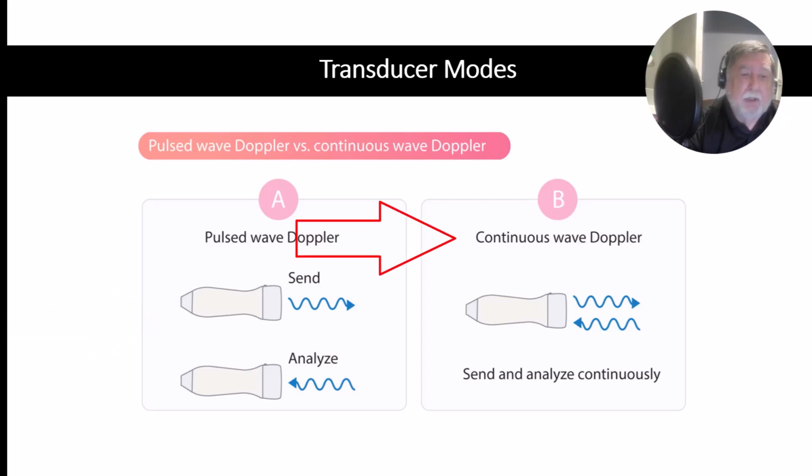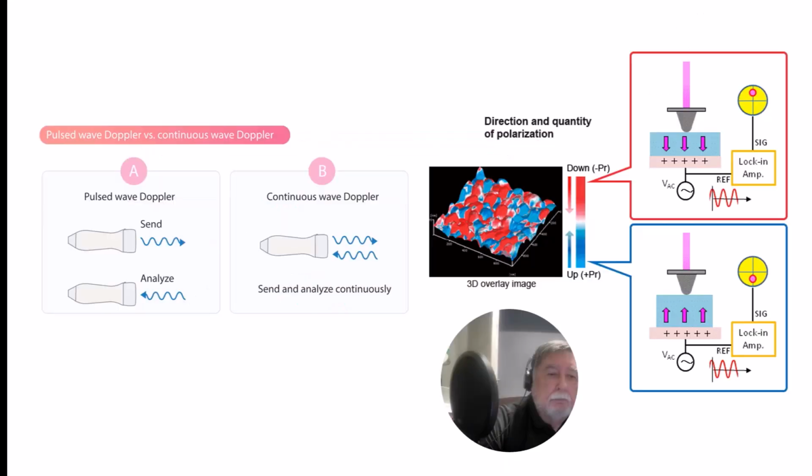With a continuous wave Doppler, we're using two sets of crystals. One basically is sending and one is receiving, and they're doing this simultaneously. Here we see the flexion of the piezoelectric crystals that create the echo or signal.